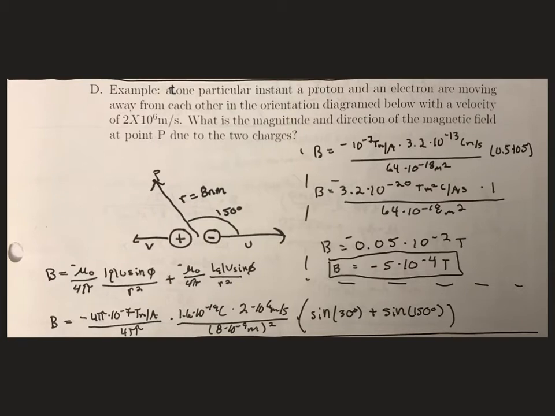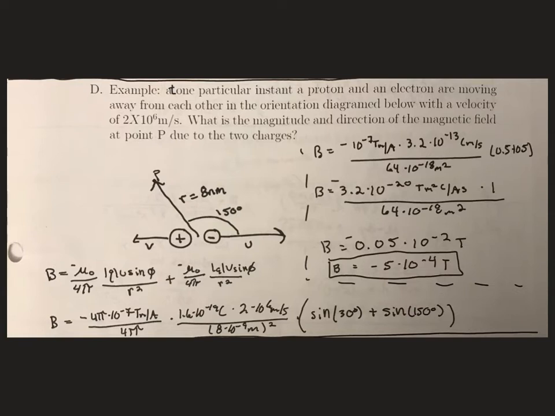Alright, since I'm given the angle here, I'm going to use the form of the magnetic field equation that has the sine of phi in it. And I'm going to figure out right away whether the magnetic field strength is positive or negative. So for the positive charge, V is pointing to the left, so I'm going to point my thumb to the left, which is going to cause my fingers to curl into the page, which is the negative z direction.